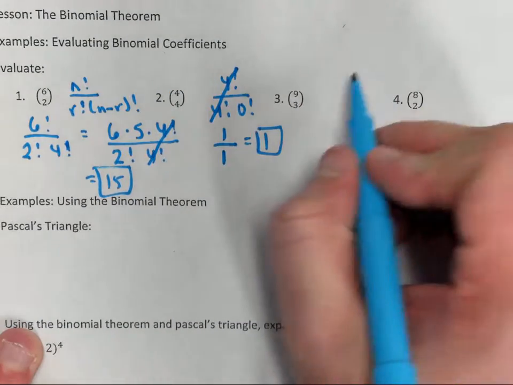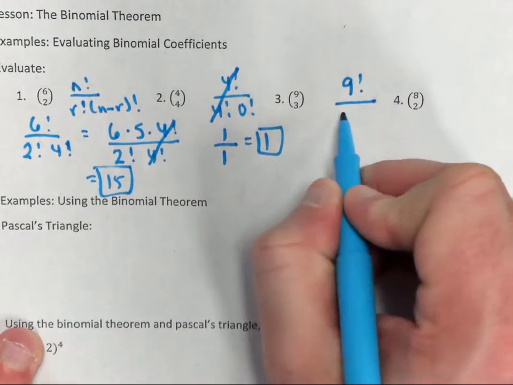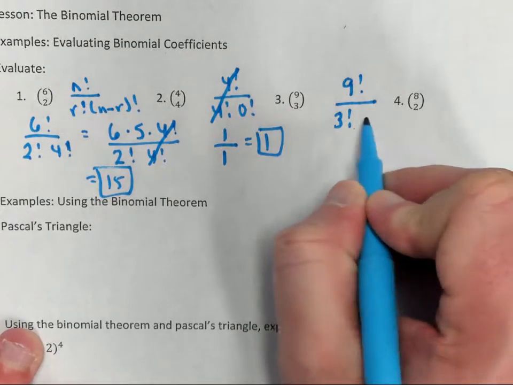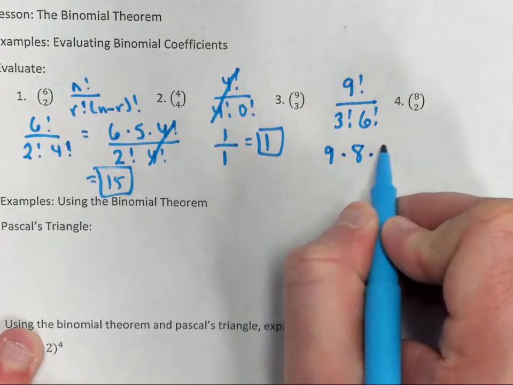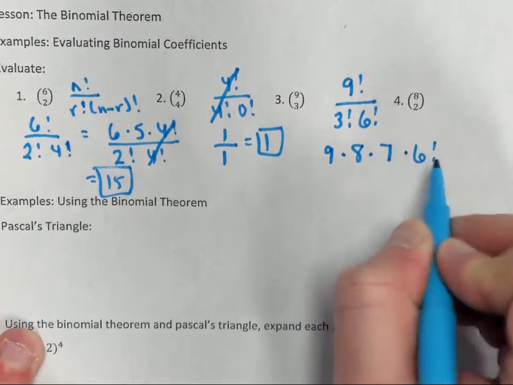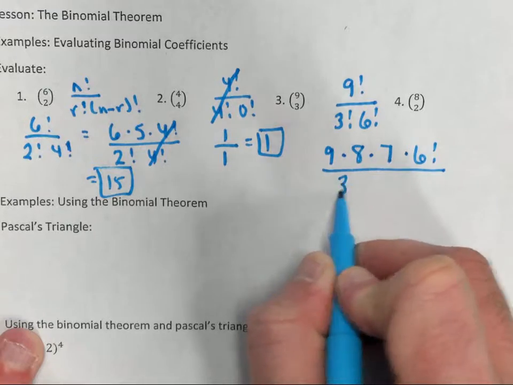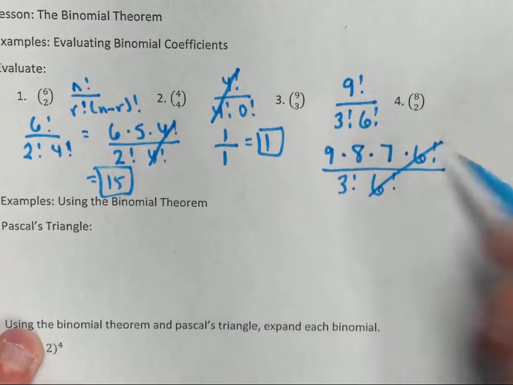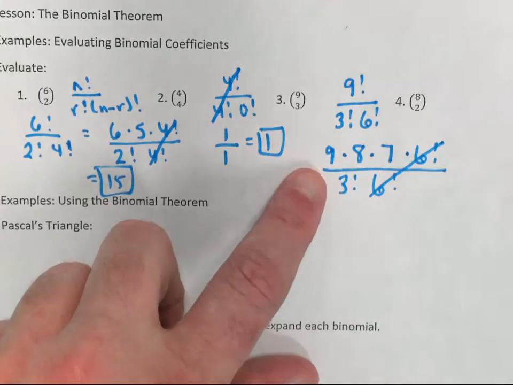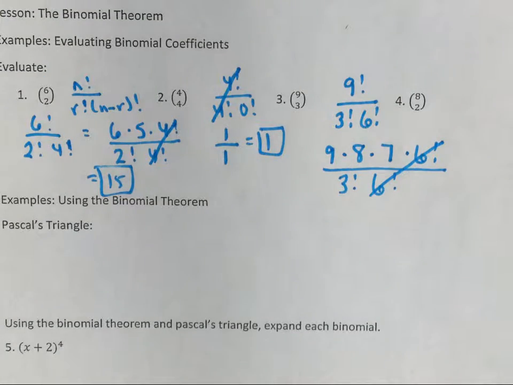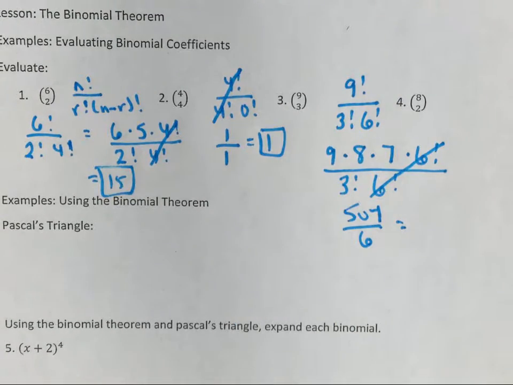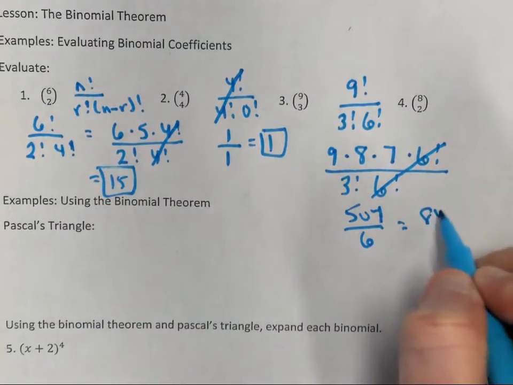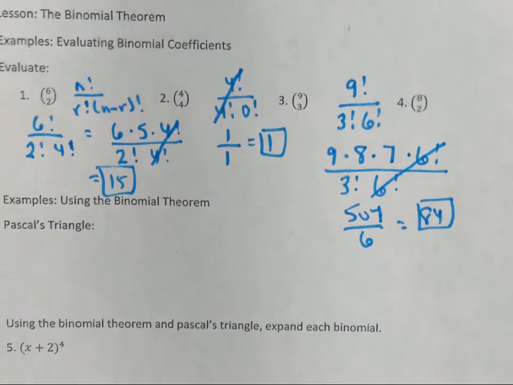What goes on top of number 3? 9 factorial. What goes on bottom? 3 factorial, and then 9 minus 3 is 6. So I got 9 times 8 times 7 times 6. I'm going to stop at 6 because these cancel out. 9 times 8 times 7 gives me 504. 3 factorial is 6. I get 84 as my answer. Are y'all good on those?